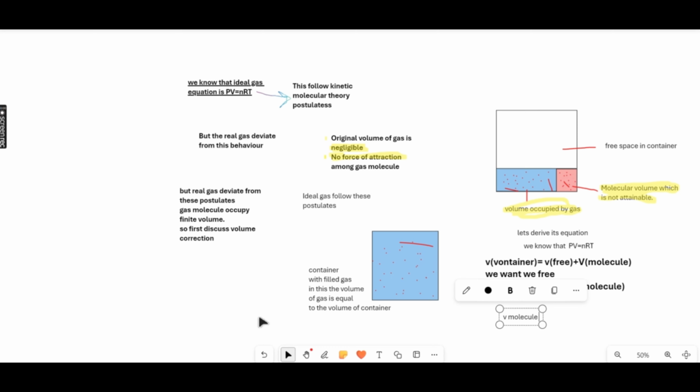After this, we will discuss pressure correction, and then we put the values of V and P in the ideal gas equation, so we can derive the van der Waals equation for real gas. This equation holds when the number of moles is the same, n equals 1. If n is different, then we put V minus nb.